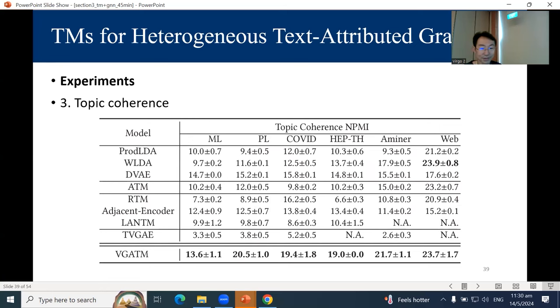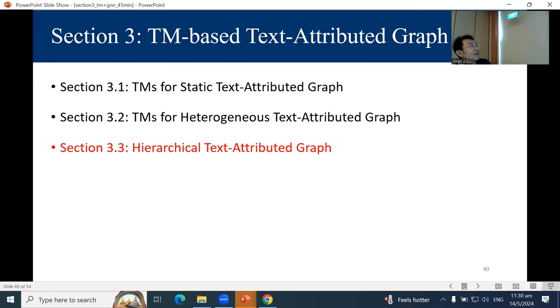Okay, this topic of coherence. I'm just going to go through one last part, which is on the notion of hierarchy, and then I'm going to pass it to Delvin to talk about applications.